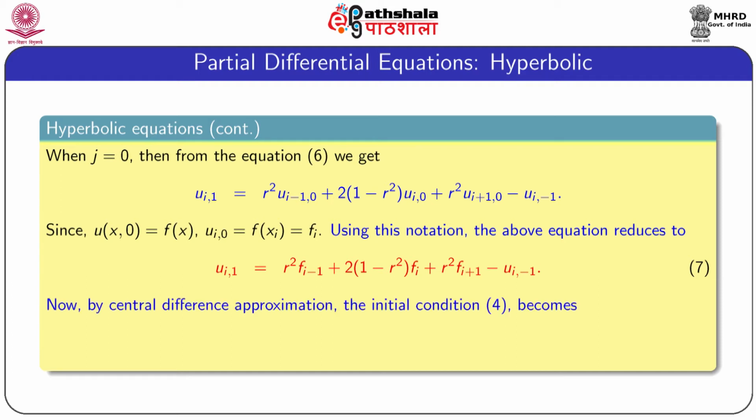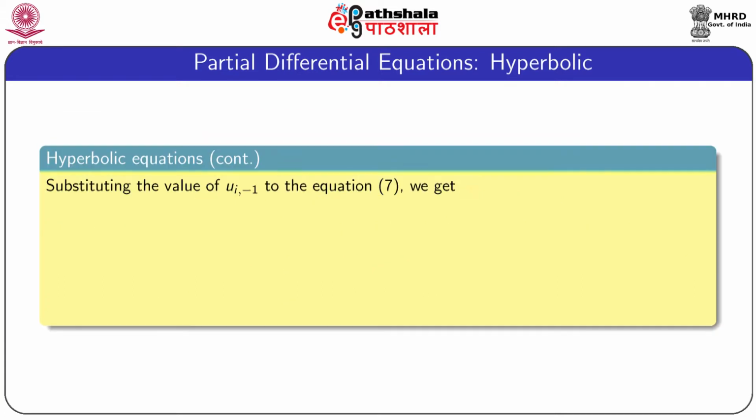Now, to find this value, we approximate the initial condition 4 by central difference approximation, and it is nothing but 1 by 2k into (u_{i,1} minus u_{i,-1}) equal to g_i, where g_i is the given function, and from this equation we can find the value of u_{i,-1}. So, using the value of u_{i,-1}, equation 7 finally reduces to equation 8. So, from this equation we can determine the value of u_{i,1} for all values of i.